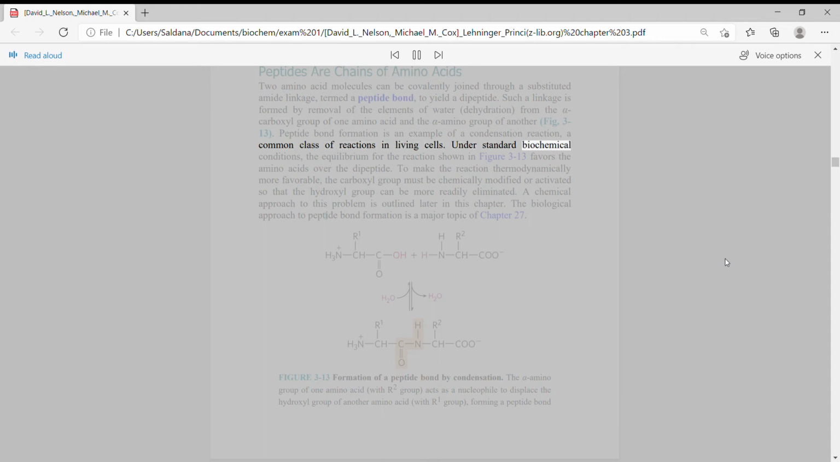Under standard biochemical conditions, the equilibrium for the reaction shown in Figure 3-13 favors the amino acids over the dipeptide. To make the reaction thermodynamically more favorable, the carboxyl group must be chemically modified or activated so that the hydroxyl group can be more readily eliminated. A chemical approach to this problem is outlined later in this chapter. The biological approach to peptide bond formation is a major topic of Chapter 27. Figure 3-13: Formation of a peptide bond by condensation. Shaded in light red.